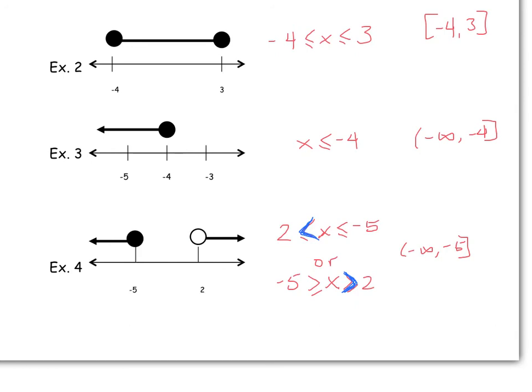Okay, so we go from -infinity to -5, and then we're going to union, so that's what this U here is going to be, and we're going to union this with from 2 to infinity. Notice that I don't include both the negative infinity and positive infinity, and I would include negative 5 and not include 2 because of the dots included and not included because of the hole.